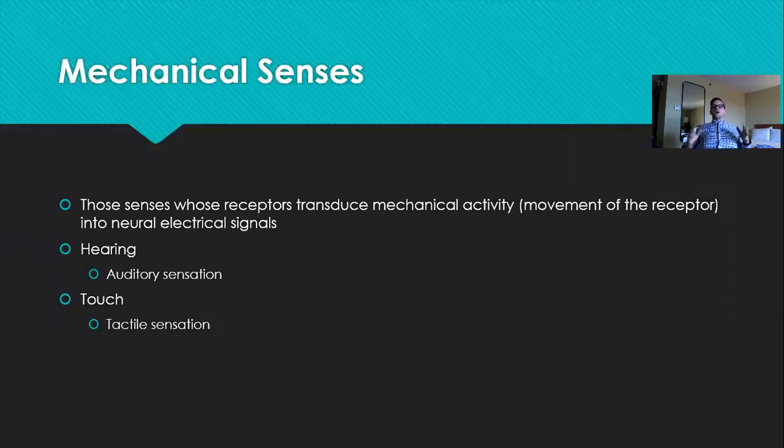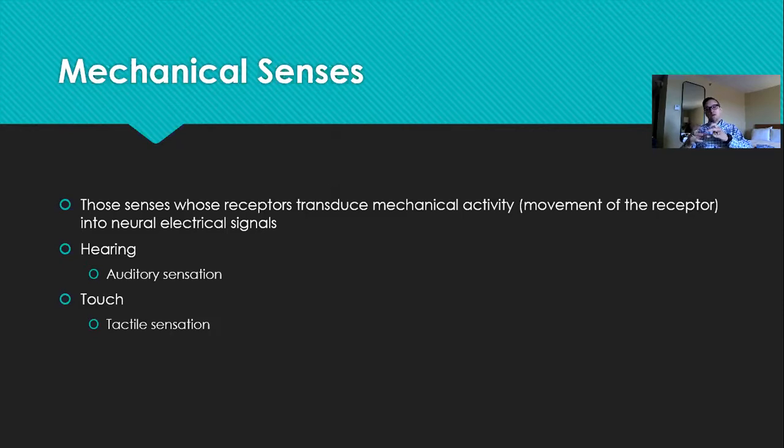When we talk about the mechanical senses, we're calling them that largely because they all perceive mechanical activity, meaning their receptors work by perceiving movement of the receptor, or some part of the receptor cell. So, for example, hearing, which is responsible for auditory sensation, occurs because of the movement of cilia on the auditory receptor.